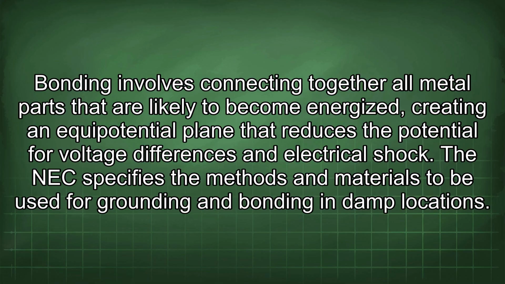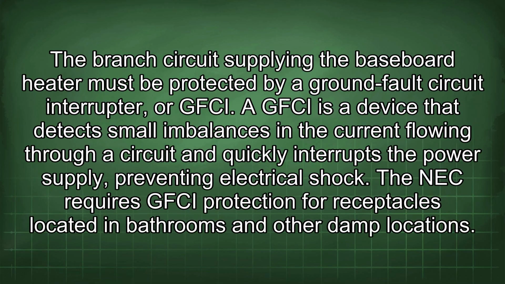Bonding involves connecting together all metal parts that are likely to become energized, creating an equipotential plane that reduces the potential for voltage differences and electrical shock. The NEC specifies the methods and materials to be used for grounding and bonding in damp locations. The branch circuit supplying the baseboard heater must be protected by a ground fault circuit interrupter, or GFCI. A GFCI is a device that detects small imbalances in the current flowing through a circuit and quickly interrupts the power supply, preventing electrical shock.